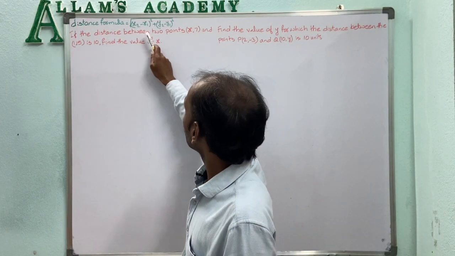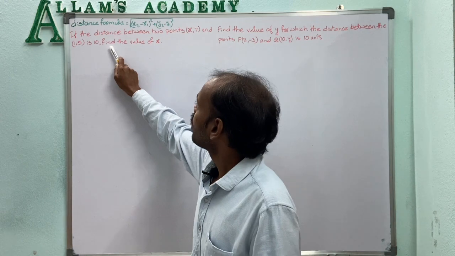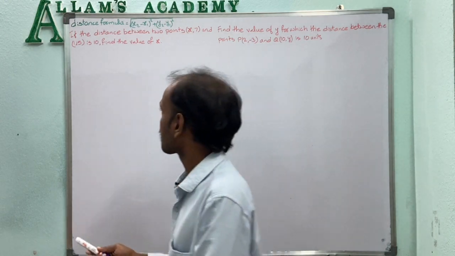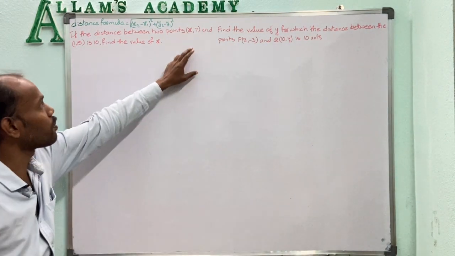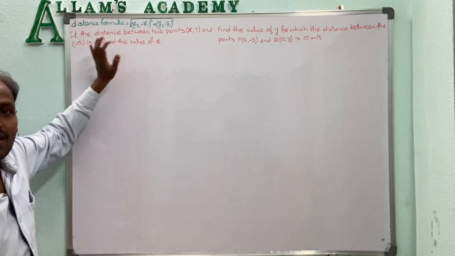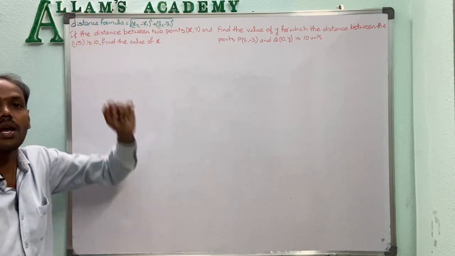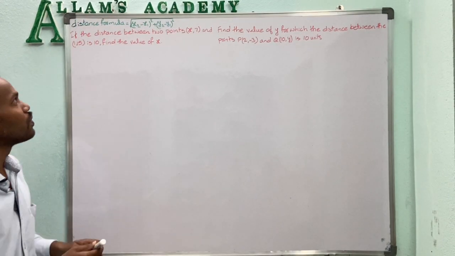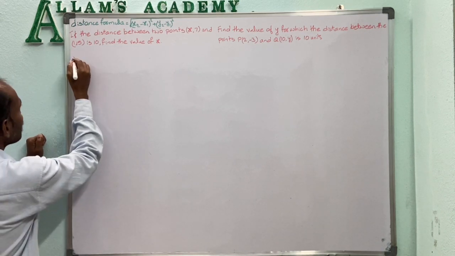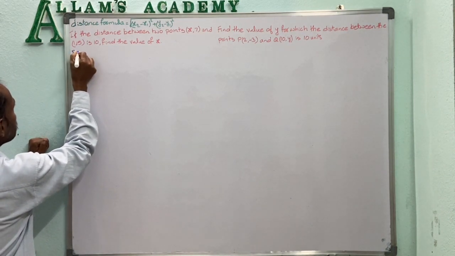If the distance between two points (x, 7) and (1, 15) is 10, find the value of x. So here we have to find the distance between the points (x, 7) and (1, 15). The distance between any two points is equal to the square root of (x2 minus x1) whole squared plus (y2 minus y1) whole squared. So here we apply the distance formula for the two points.